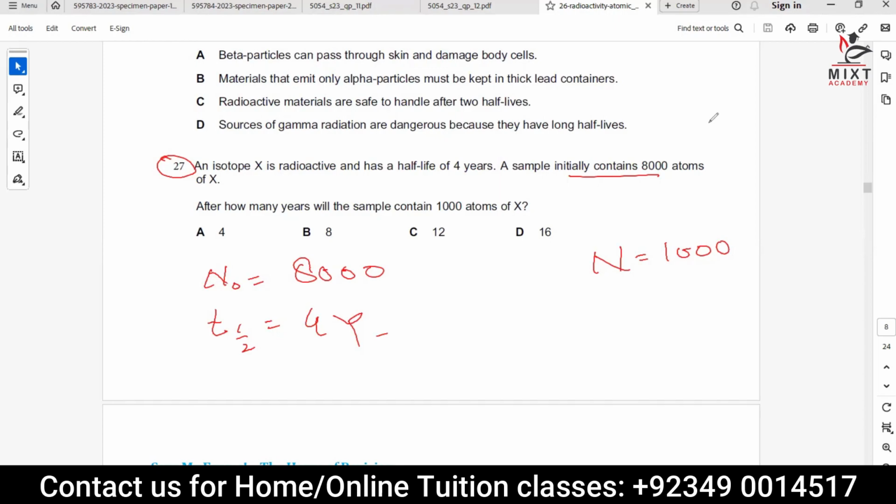Just imagine how many half-lives passed. After first half-life, what would be the rate? After second half-life, what would be the number of undecayed? After third half-life. So sir, that means after 4 years, it's going to lose 8,000 atoms, right? No. Yes, sir, 4,000.